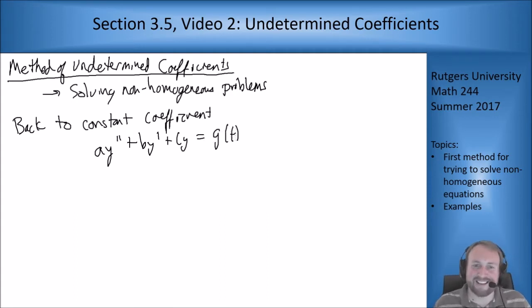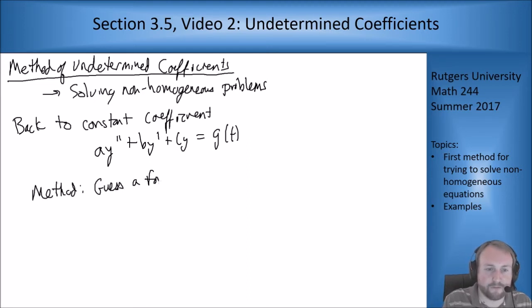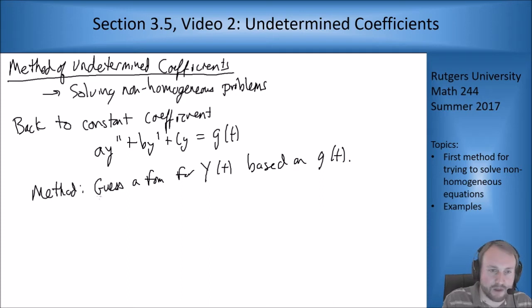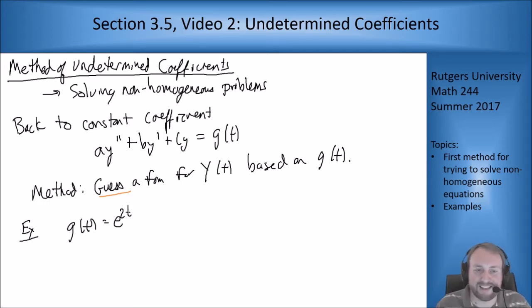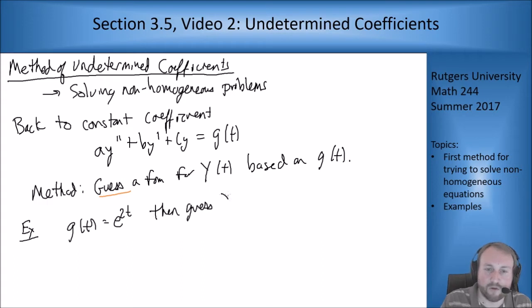And the method involves guessing a solution y with coefficients we don't know, with undetermined coefficients, based on the form of g. So the method is: guess a form for y of t based on g of t. And yes, it is a guess, but in most cases you can make an educated guess at it so you can give yourself closer to the right answer. So for example, say g of t was e to the 2t. Well, what does it make sense to guess? Then we should guess y of t is some constant A times e to the 2t.